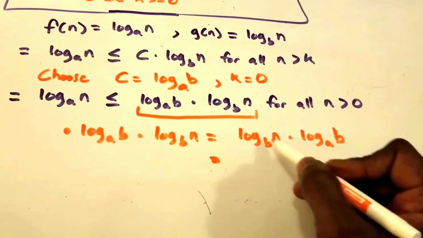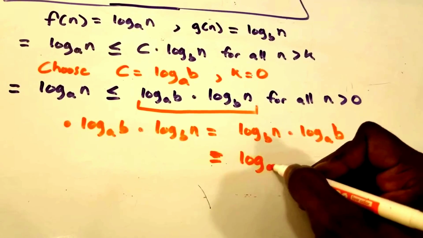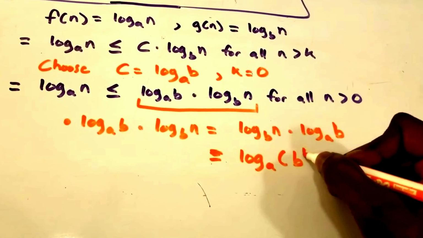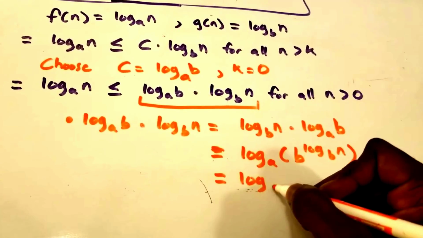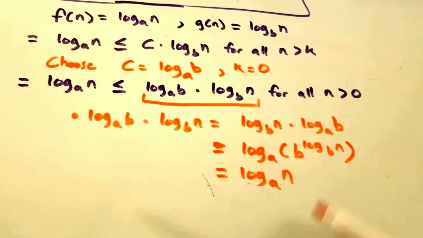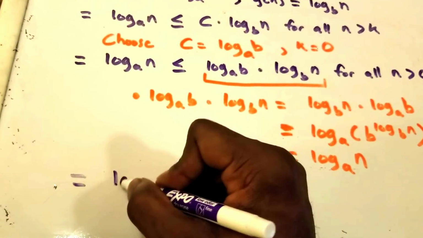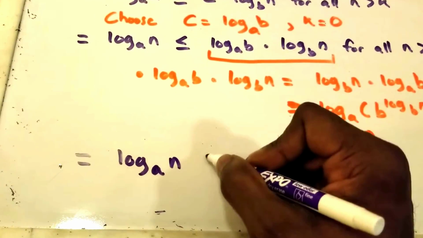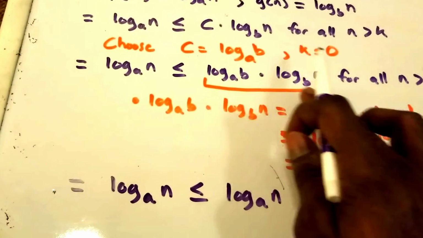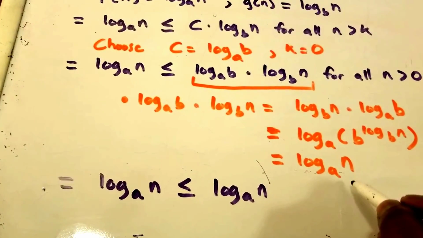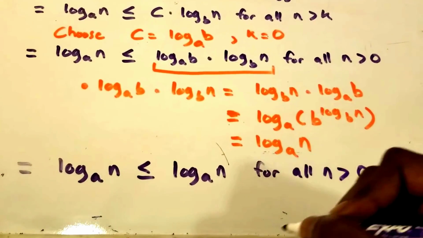So instead of x, we have log base b of n. So that means that we get log base a of b to the power of log base b of n. And this, of course, is equal to log base a of n. So now we can rewrite our equation up here. So our equation becomes log base a of n is less than or equal to log base a of n, because this whole thing here we just worked out to be log base a of n, and this is true for all values of n greater than 0.